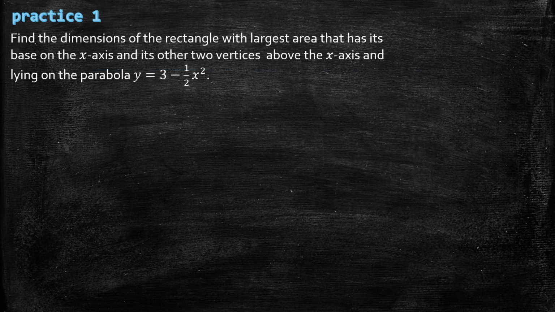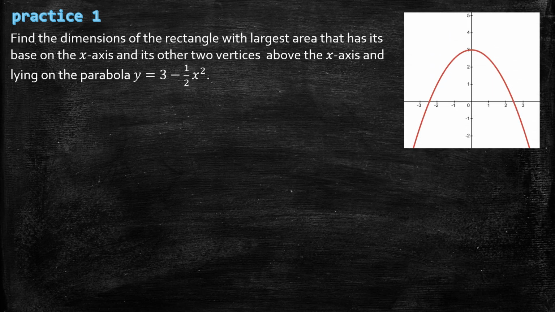So here's the first practice problem. We would like to find the rectangle with the largest area that fits under this parabola and sits above the x-axis. So it's going to look like this. And the first step is to define the function in terms of one variable. So this is where it gets a little more interesting.